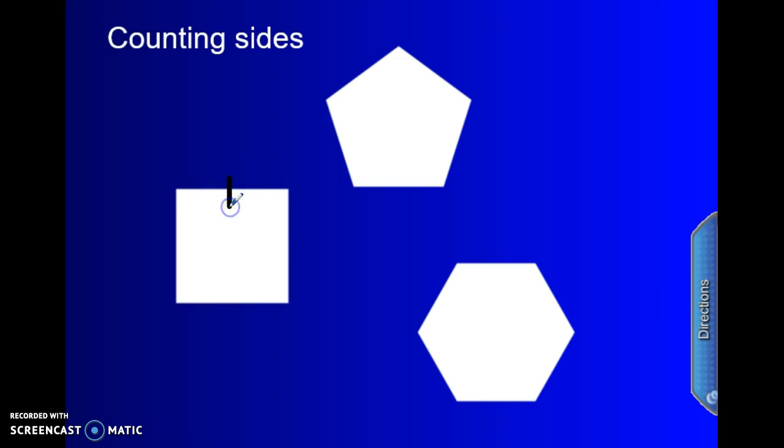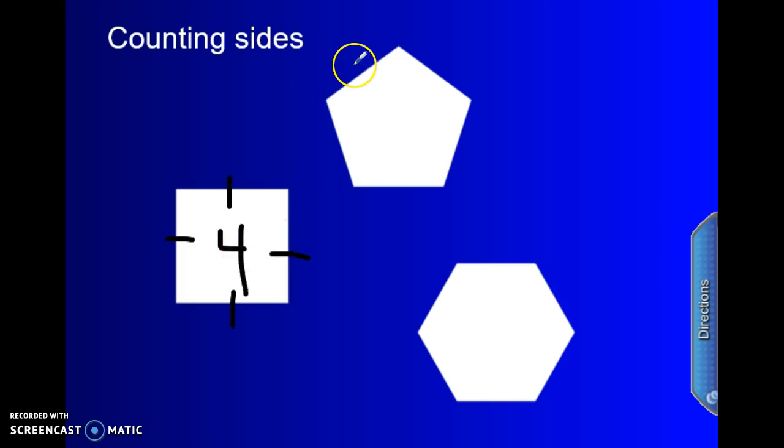So this shape has 1 side, 2 sides, 3, 4. So this shape has 4 sides. Does anybody know what a shape with 4 sides is called? Okay, so we have square. This is a square, and we will actually be learning another name for it later on in the lesson, so I don't want to spoil that just yet.